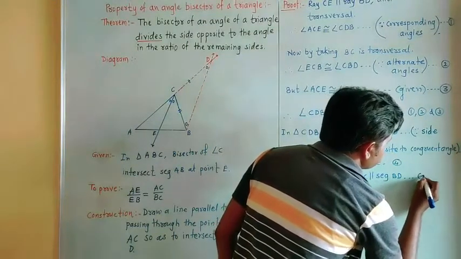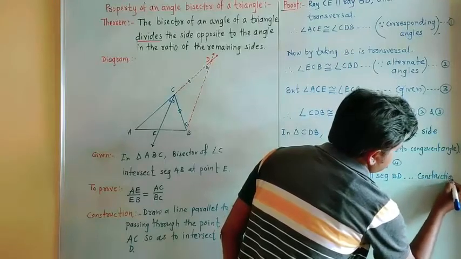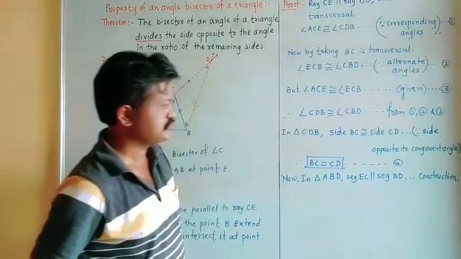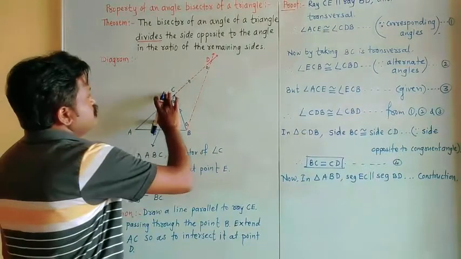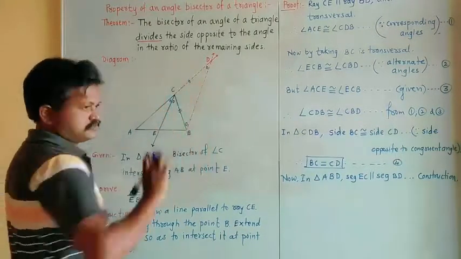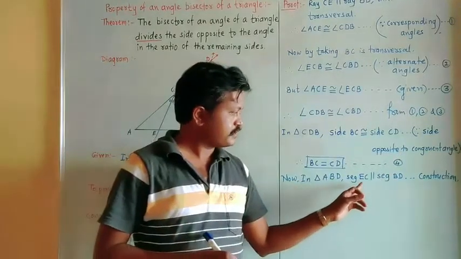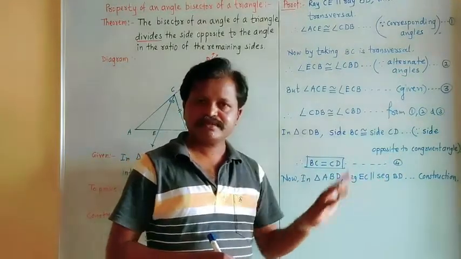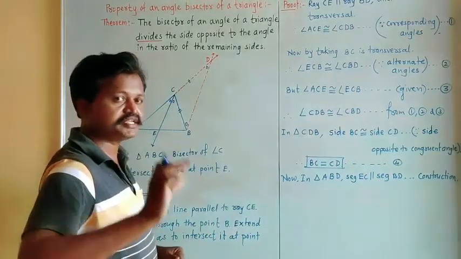So that is the construction. Reason: now in triangle ABD, CE is parallel to BD. So you apply your BPT. In triangle ABD, segment EC is parallel to segment BD. Therefore, we apply here the basic proportionality theorem.